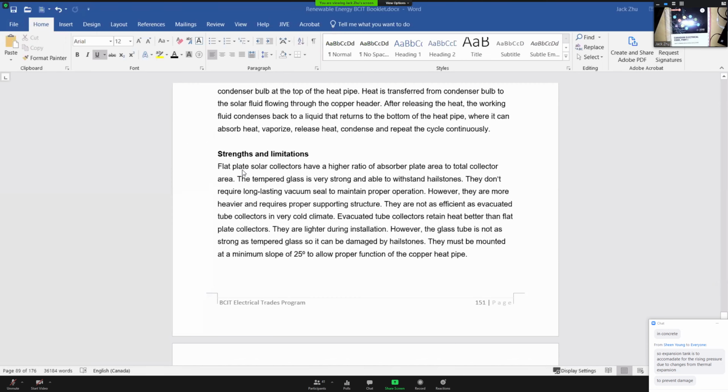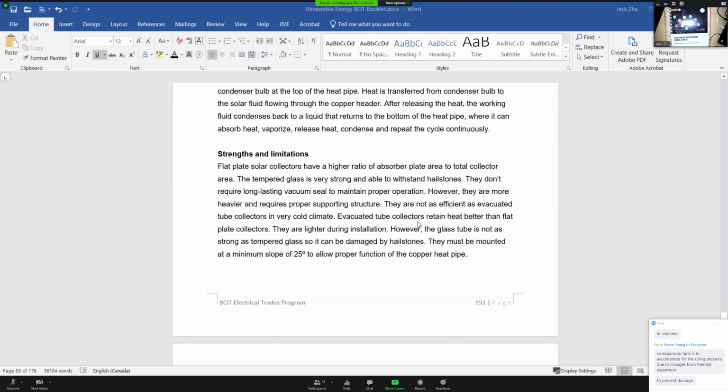So here we're discussing the difference between the flat panel and another one called the evacuated tube. The flat panel has a high ratio of absorbing plate area to total collector area. The tempered glass is very strong, able to withstand hailstones. They don't require a long-lasting vacuum seal to maintain proper operation. They are heavier and require a proper support structure. They are not as efficient as the evacuated tube collector in very cold climates.